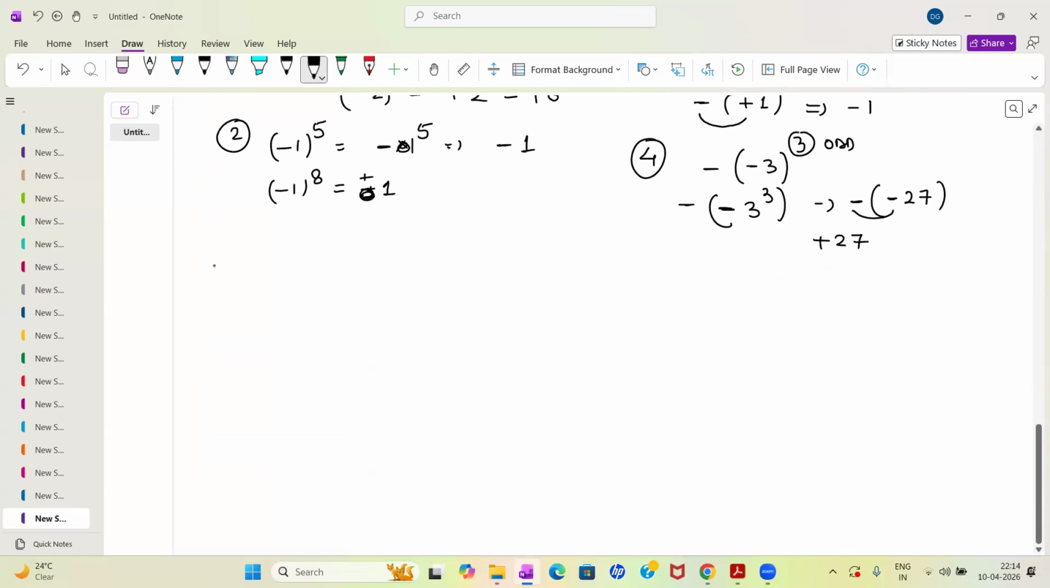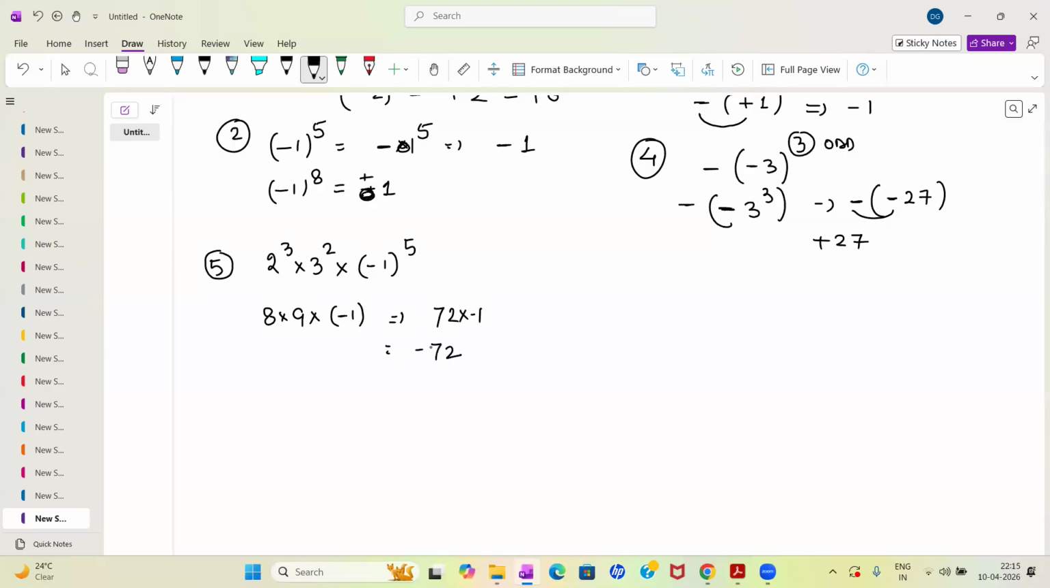Next question is 2 to the power 3 into 3 to the power 2 into minus 1 to the power 5. It is 8 into 9, and it will be minus 1 because the power is odd. So 72 into minus 1, so the answer is minus 72.